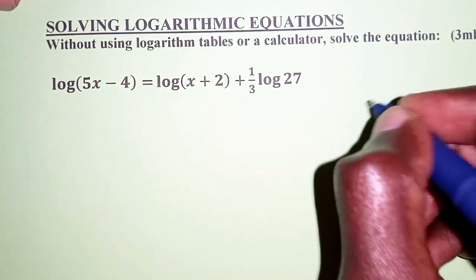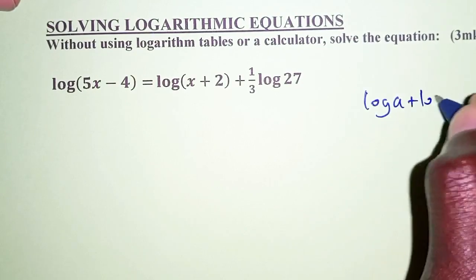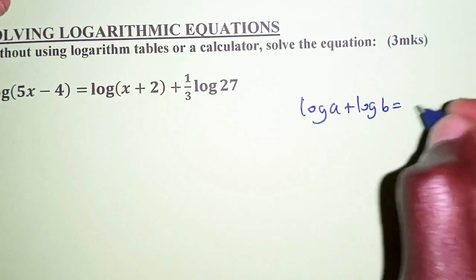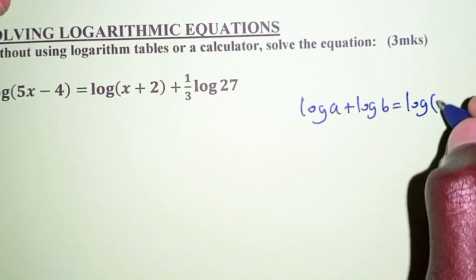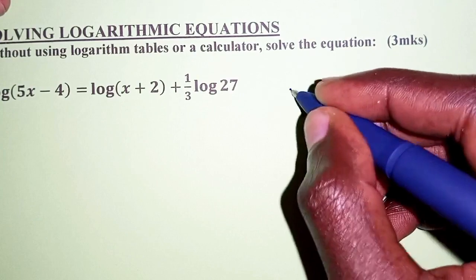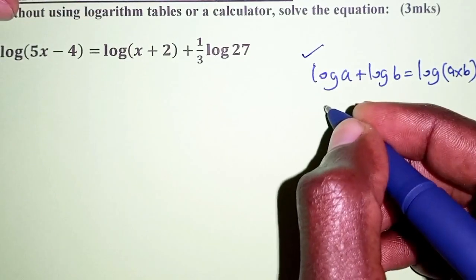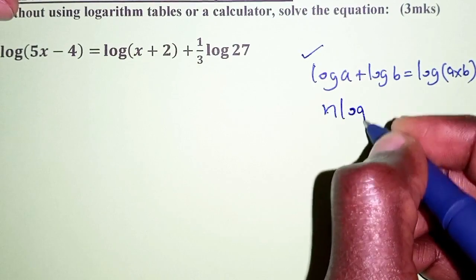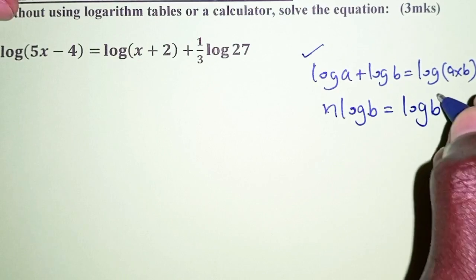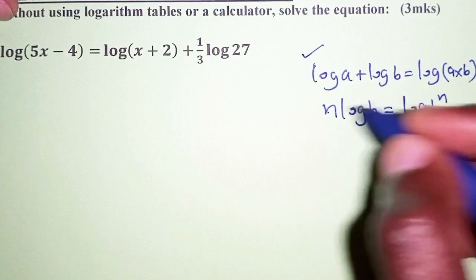We know that logarithm of a plus logarithm of b should be equivalent to logarithm of the product of a and b. So that is the first thing we're going to look at. Next, we're also going to look at this. n log b should be equivalent to log b raised to n. So this n becomes the power of b. So that's another way of writing this.